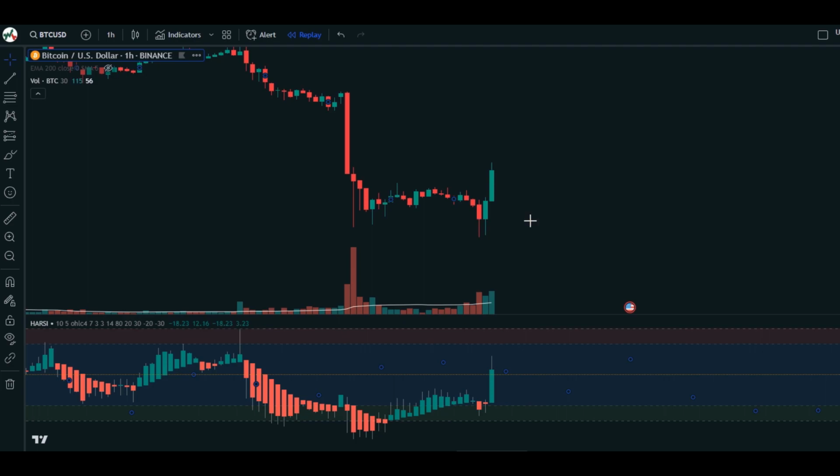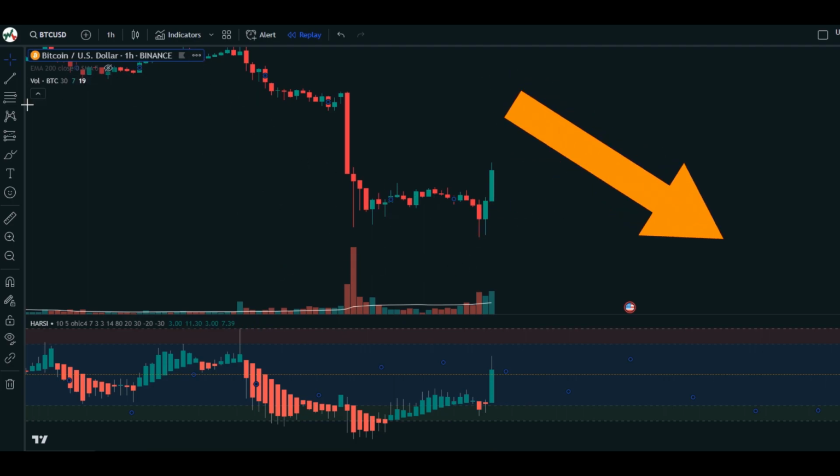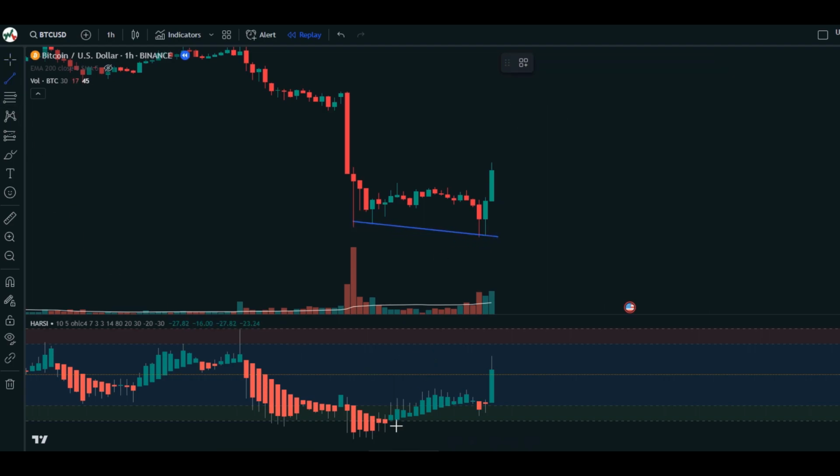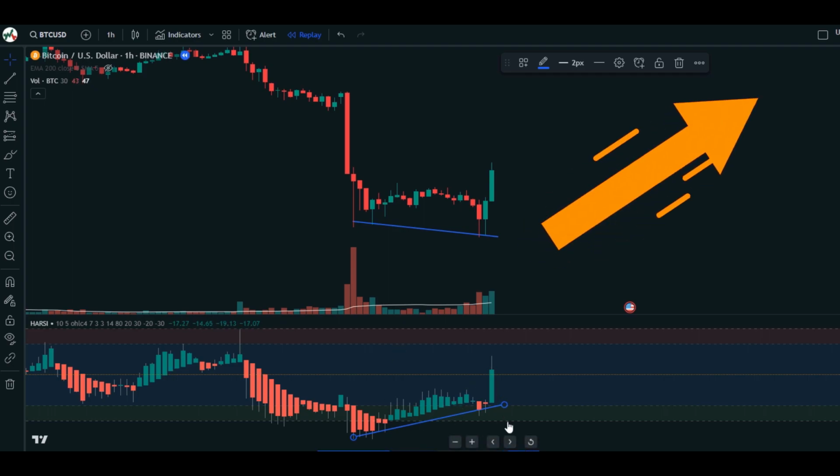We can also enter into trades without using the EMA. Here we can see that the price is in a downtrend. We know this because we can see that the price is making lower lows. However, if we look at the Heiken Ashi RSI oscillator, we can see that higher lows are being made, indicating that the price is due for a bullish correction. Along with this, we can see that the red candlesticks reach the oversold zone before switching to green.